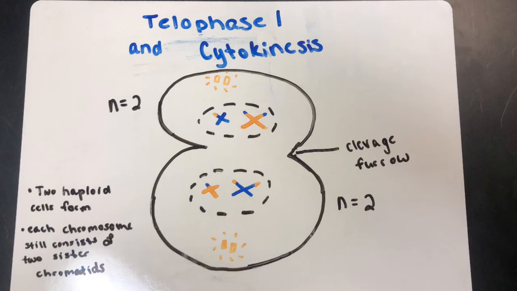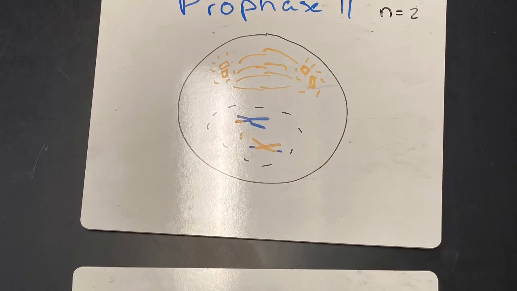The single cell then pinches in the middle, through the use of a cleavage furrow in animals or a cell plate in plants, to form 2 separate daughter cells, each containing a full set of chromosomes within a nucleus. Again, in this case, 2 chromosomes. This means that each daughter cell is now haploid. This completes meiosis I. Meiosis II begins with prophase II.